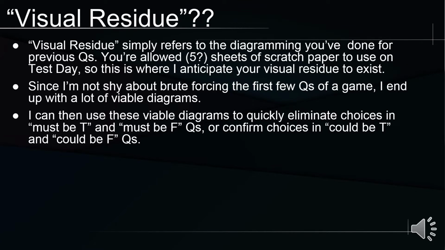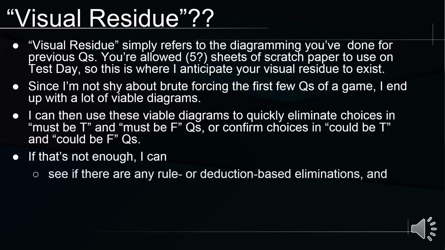On the flip side, for those more wishy-washy could be true or could be false questions, I can use my diagrams to confirm choices in those categories. If that's not enough, I can see if there are any rule or deduction based eliminations, and then brute force any remaining answers. So I do want to emphasize that visual residue isn't a magic bullet. It's not going to solve every single one of your problems.